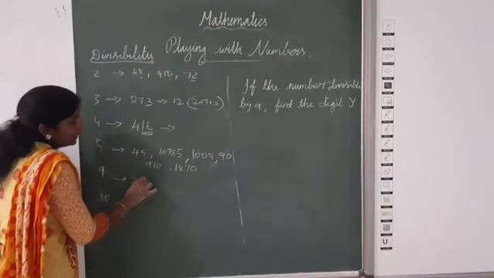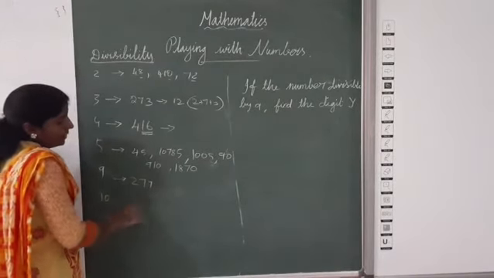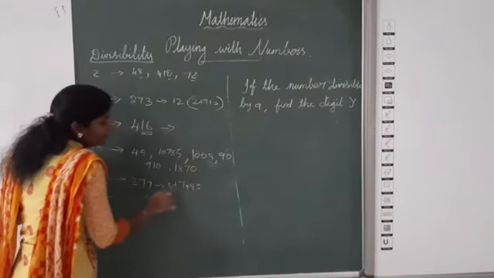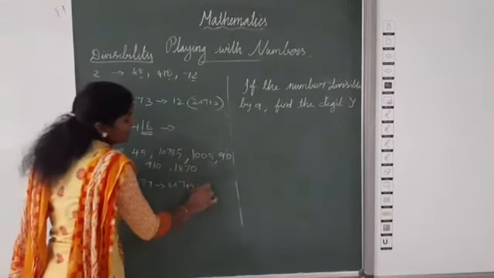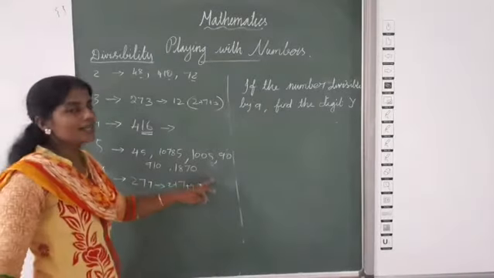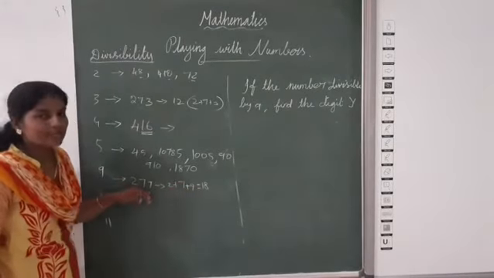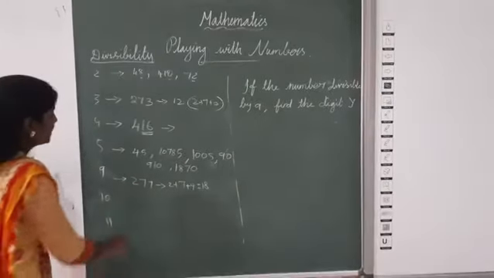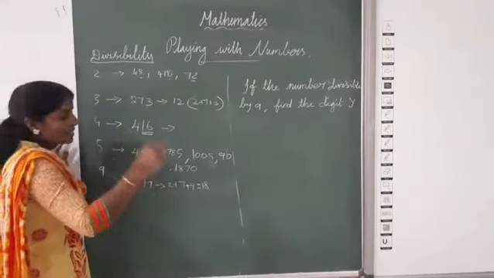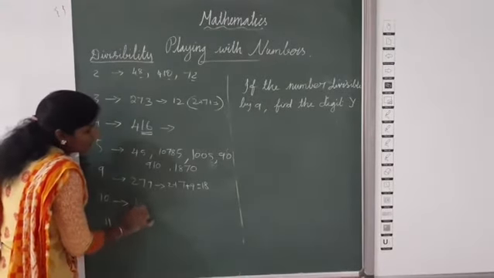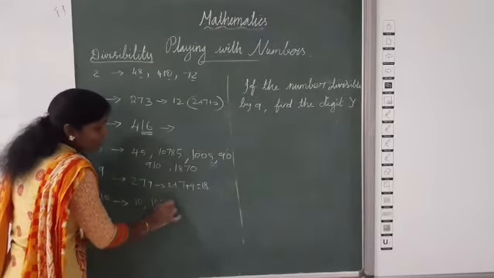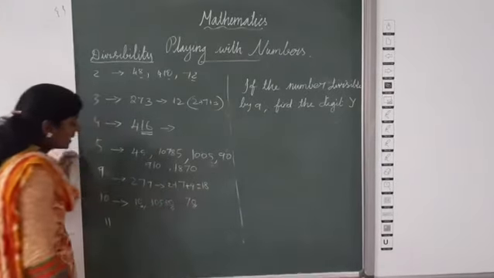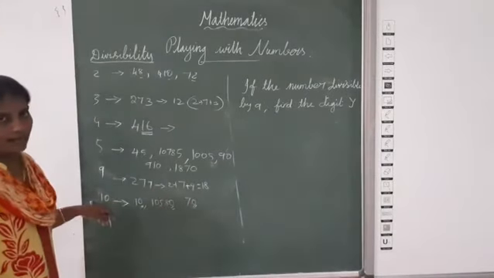Suppose 279. Here the sum of the digits is 2 plus 7 plus 9. 9 plus 2, 11. 11 plus 7, 18. 9 twos are 18. 18 is divisible by 9. So we can say 279 is also divisible by 9. Okay. Divisible by 10 means that the last digit is always 0. If the last digit is 0, the number is divisible by 10.